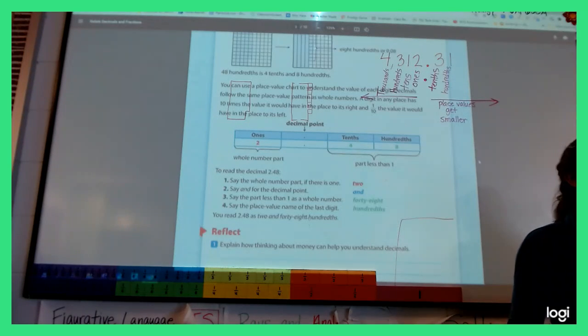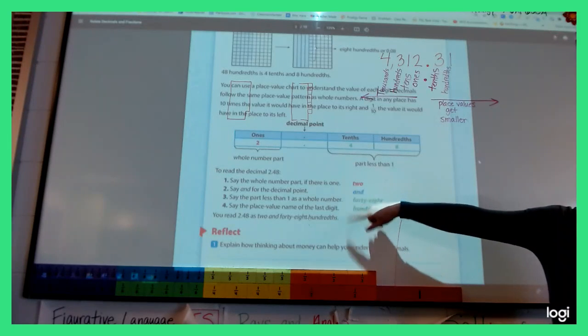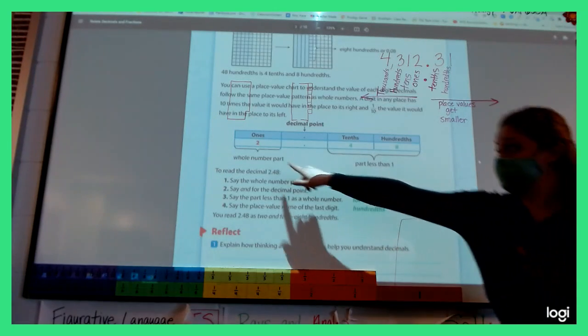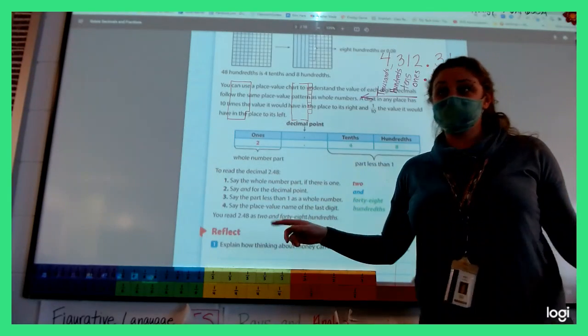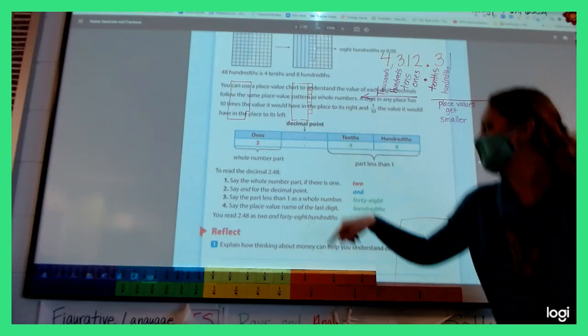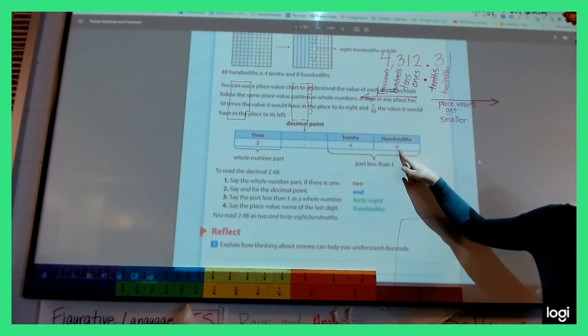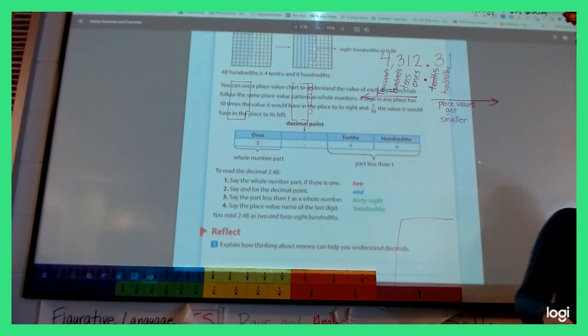Okay, so eyes up here. I know this is not like a rock show. It's not super exciting, but you got to pay attention. So first, you always say the whole number, okay, which is not hard. 2, the decimal point means you say and. That's all you got to do. So 2 and 48 hundredths. Okay? So let's all practice it together.